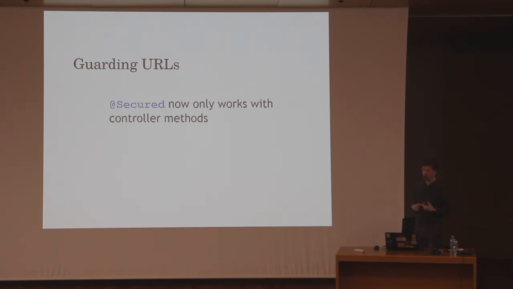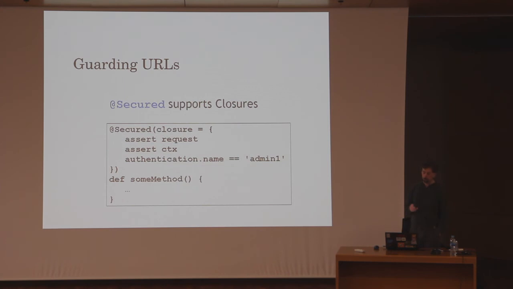So, some changes with guarding URLs. @Secured only works with controller methods. Just me being lazy, I don't want to do the work to support using closures in controllers, because you shouldn't be using closures in controllers anymore. Grails 2 supports closures or methods, but of course methods make a lot more sense, so I'm just being a little bit lazy there. You can actually define a closure, which is Groovy code, that will run as the check to see if you are allowed to access this URL. So you can do arbitrarily complex Groovy code and plug that in and use that check.